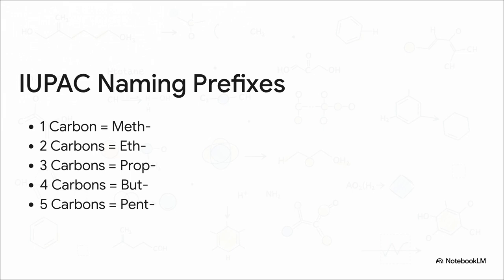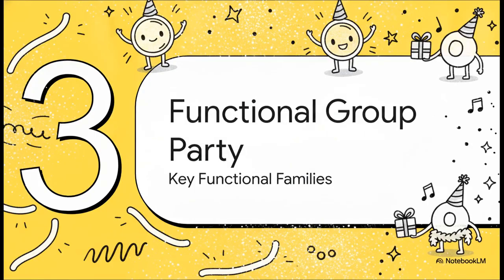1 carbon is meth, like methane, 2 is eth, 3 is prop, 4 is but, and 5 is pent. So, for example, if you see a molecule with 3 carbons and all single bonds, boom, you instantly know it's propane. If it had a double bond, propene. This prefix system is literally the universal language of organic chemistry. But pure hydrocarbon chains are actually pretty nonpolar and, frankly, chemically boring. So let's jump into Section 3, functional group party, and introduce some VIP guests.